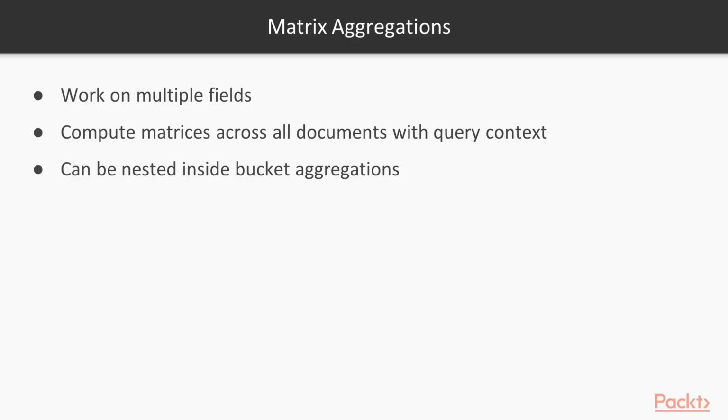Then we move on to matrix aggregations. Matrix aggregations were introduced with Elasticsearch version 5.0. Matrix aggregations work on multiple fields and compute matrices across all the documents within the query context. Matrix aggregations can be nested inside bucket aggregations, but bucket aggregations cannot be nested inside of matrix aggregations. This is still a relatively new feature. Coverage of matrix aggregations is not within the scope of this course.